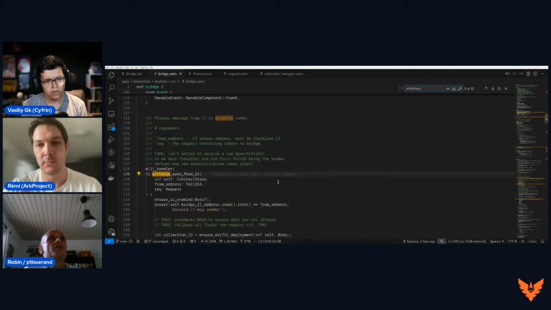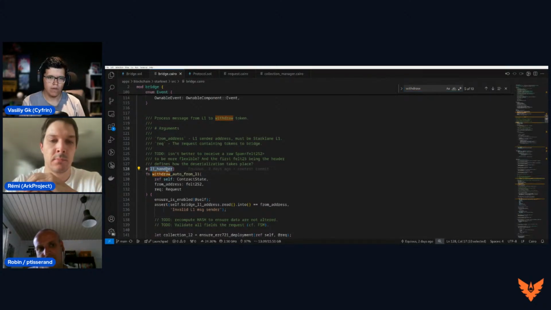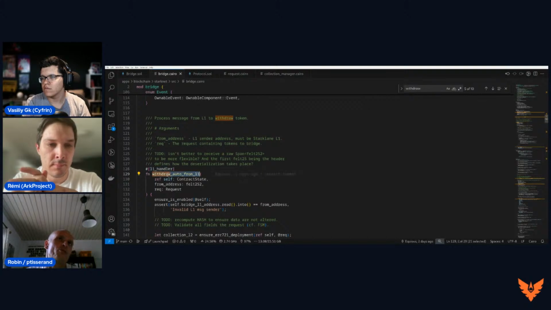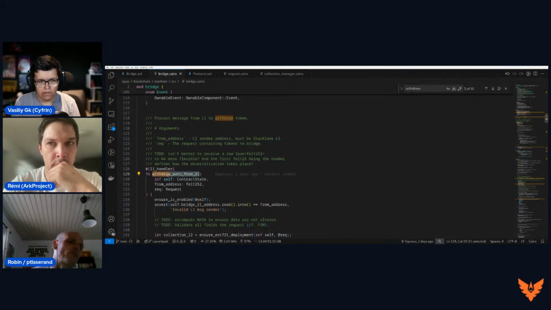Here we have L1 handler, which means that this function of the smart contract is exposed to the L1 to L2 messaging, and so this will be called by the Starknet sequencer when the message is received. That means that for the user experience, transferring from L1 to L2 is only one transaction on Ethereum, and you receive your NFT on your Starknet account. But to transfer from Starknet to Ethereum, you need one transaction on Starknet and one transaction on Ethereum to do the withdraw.